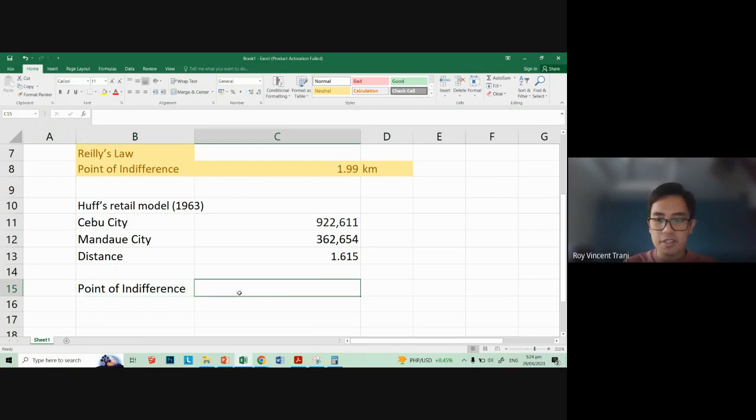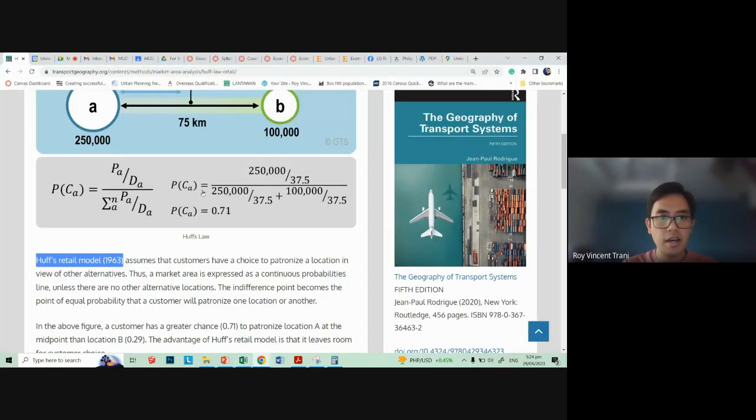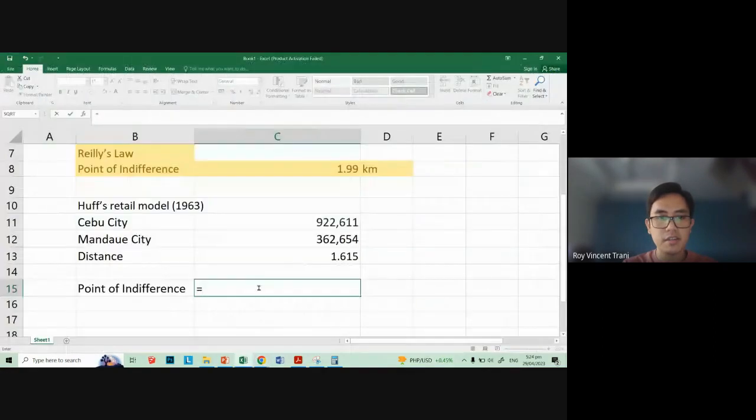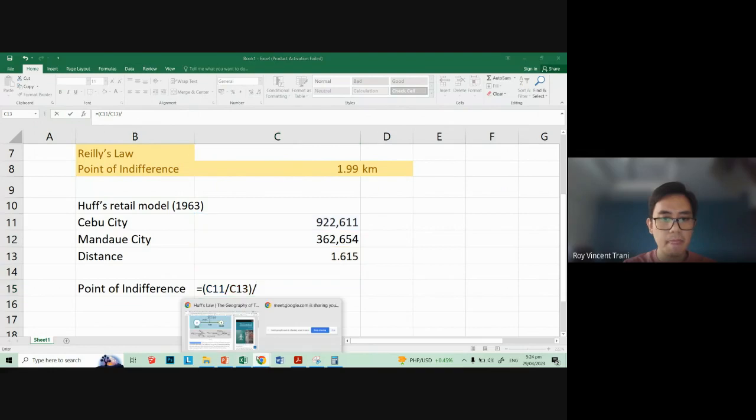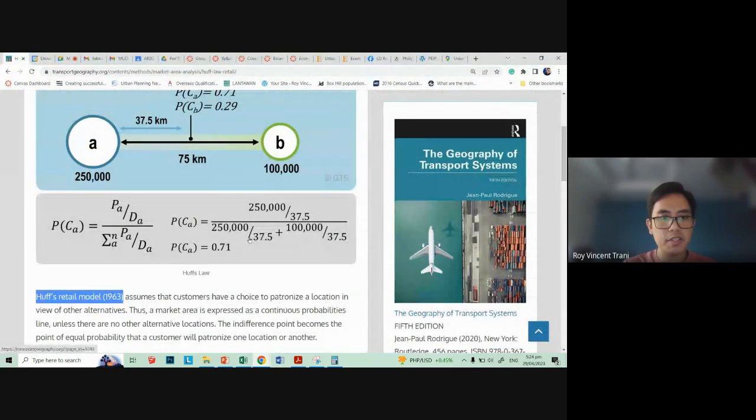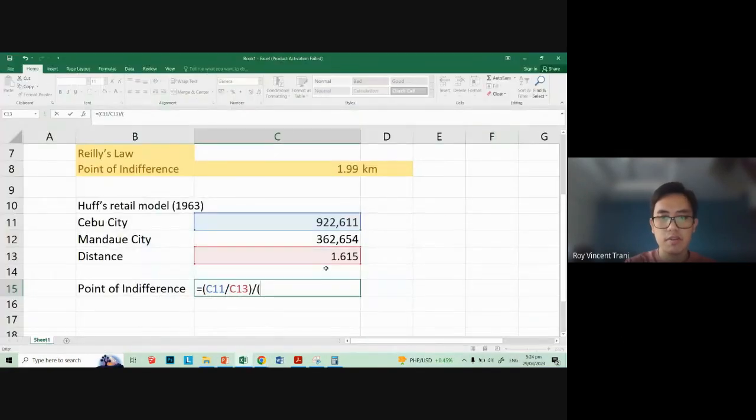Okay, so the equation is population A over distance A. There's only one distance, divided by population A over distance A plus population B over distance A. Again, with this equation, sorry, that's not the right one. Let's put it in a parenthesis just to make sure it does the equation. That divided by that.